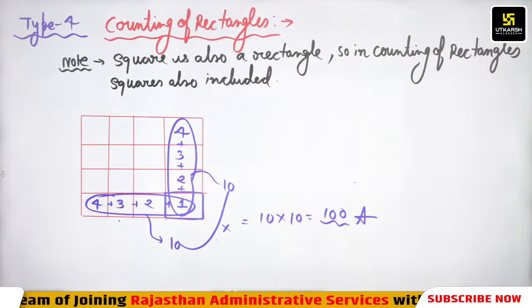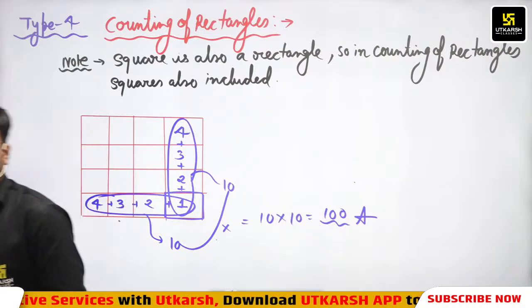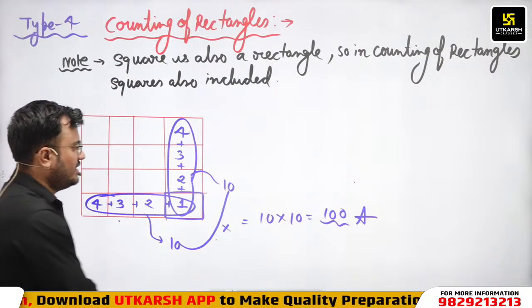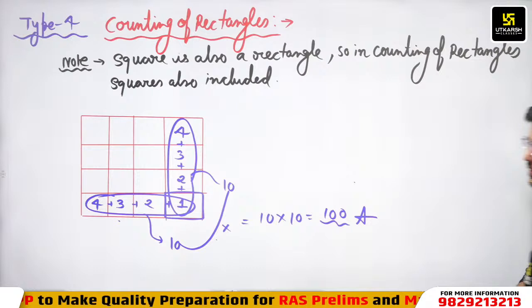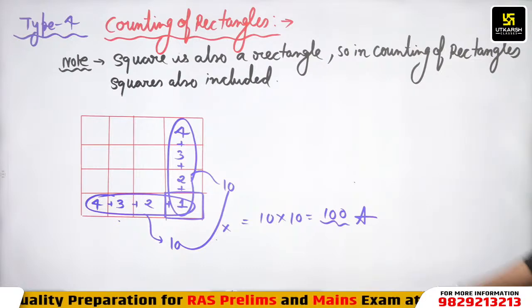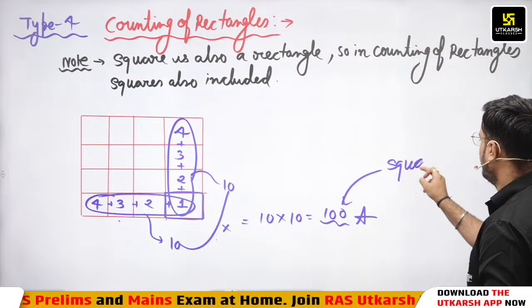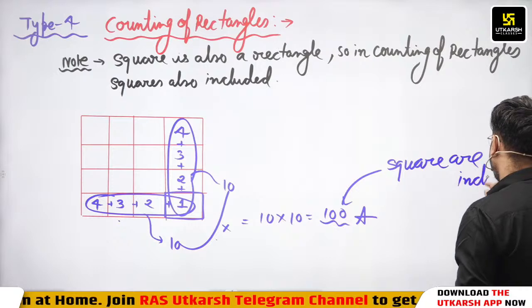So 100 rectangles are there. This is the trick that we use to count rectangles in such figures. Now a question arises in our mind: how does it work? And one more thing, in this 100, squares are also included.